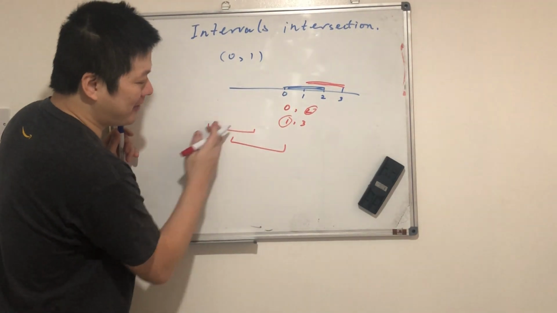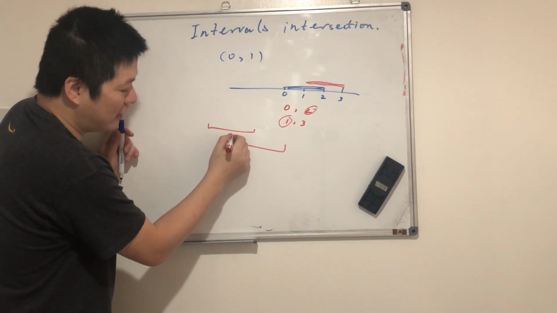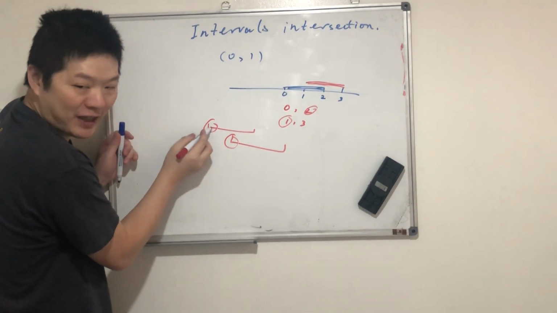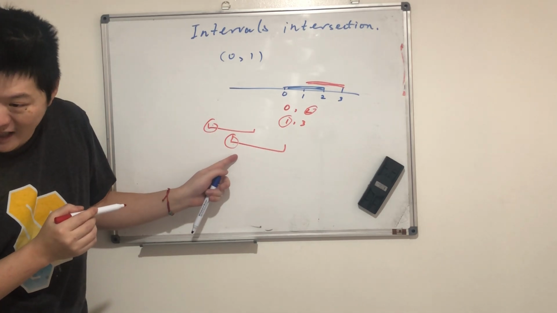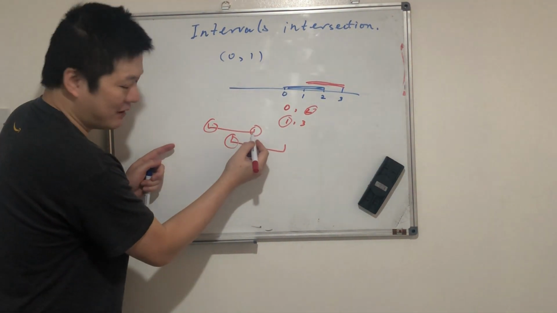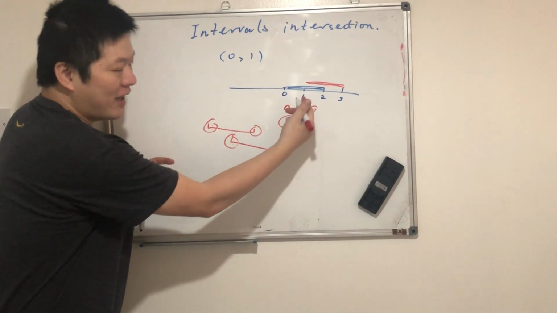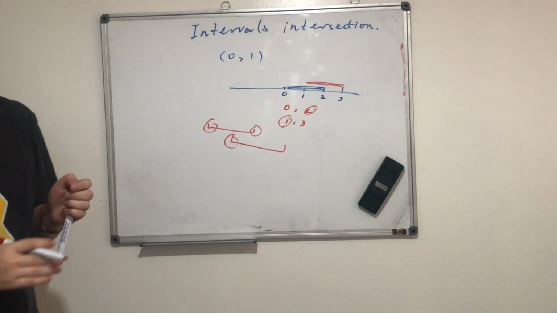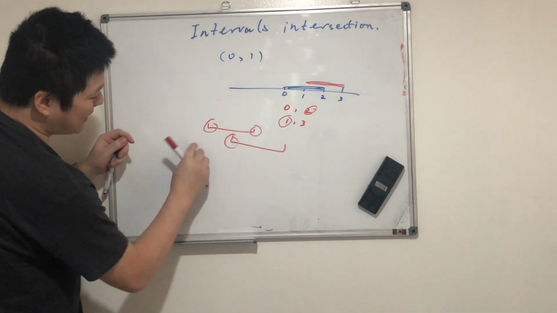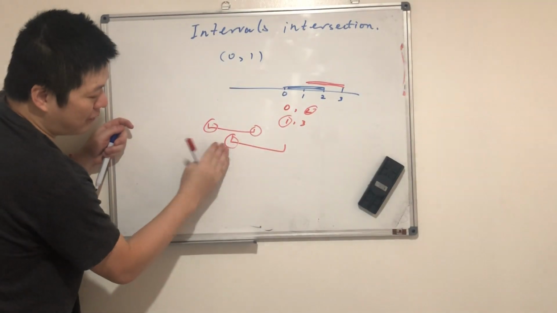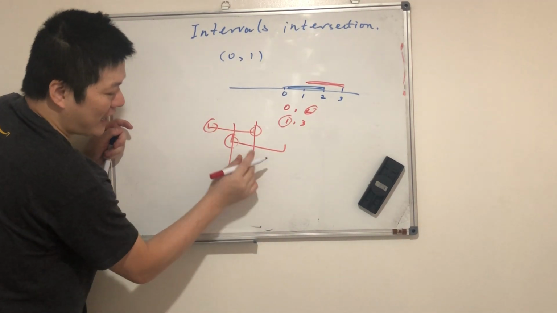For the left boundary, the starting part, we want to find the maximum of the starts of all the intervals. And for the ending point, the finishing point, we want to find the minimum of the ends of all the intervals. Does it make sense? Look, for the start, we want to get the bigger one, and for the finish, we want to get the smaller one. Then that will be the interval.